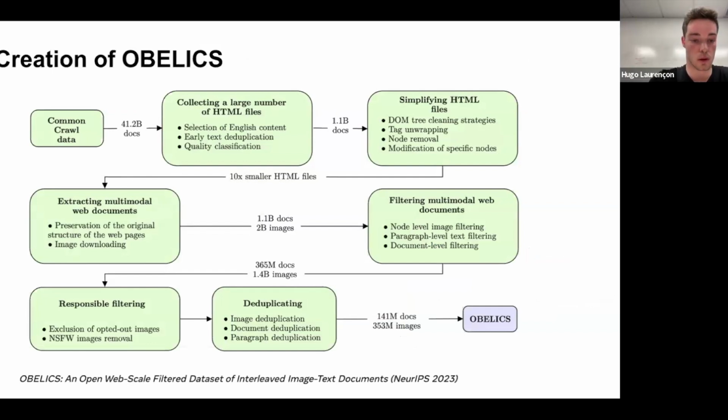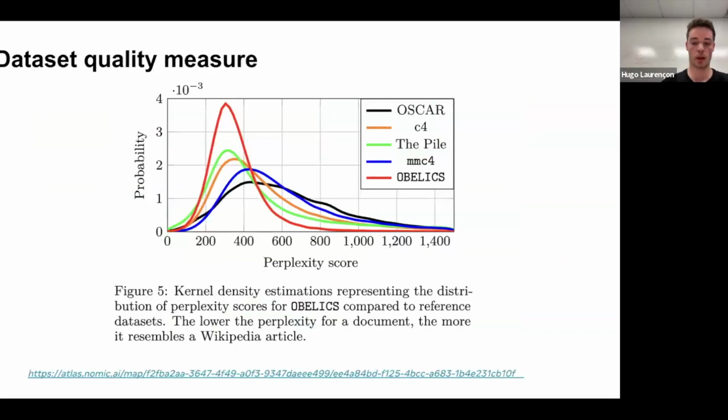So we did a complex pipeline starting from the Common Crawl data to eventually obtain a data set of 140 million documents and 350 million images. And we took a lot of time filtering the data, deduplicating it, and everything. We also tried to compare the quality of the text in our datasets to other text-only datasets, and we saw that we had a very good perplexity, so showing that the text is of good quality.